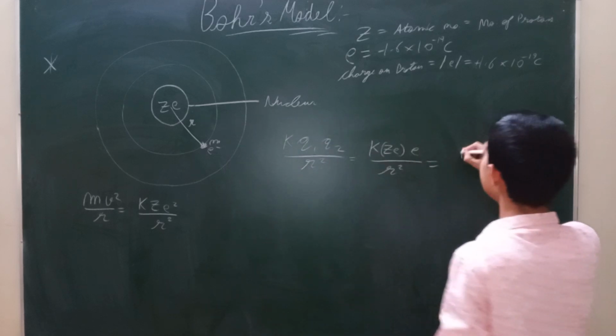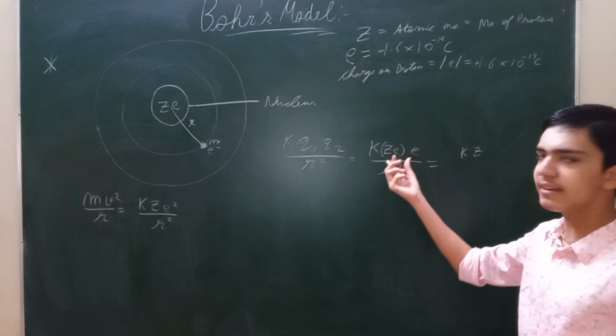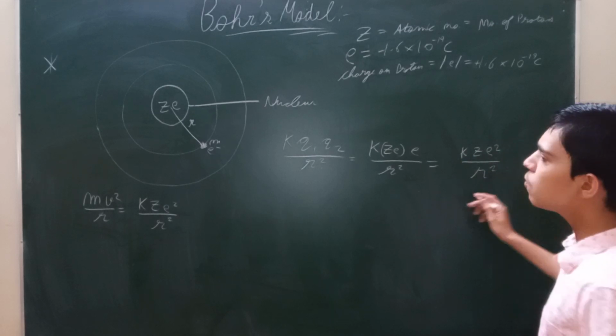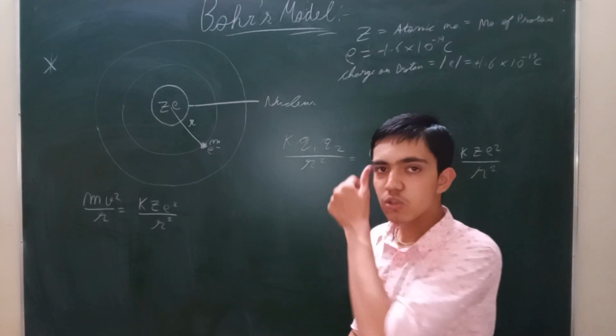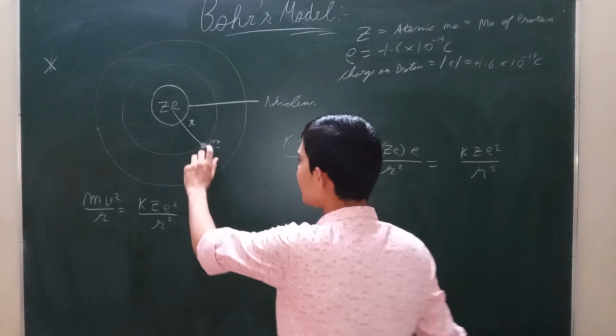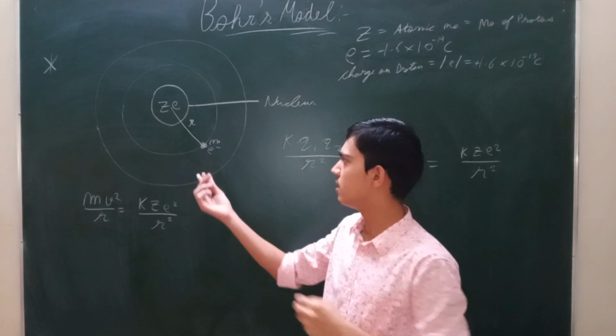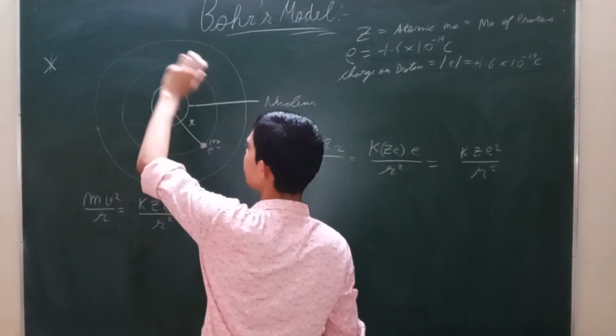Then K, Z, and E times E is square, E square upon R square. So this is the Coulomb's force. So he says that the electrons are in stable position. They are simply revolving around the nucleus.